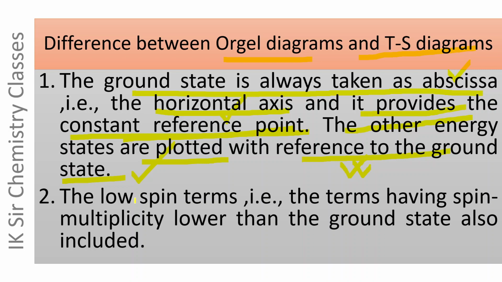And the low spin terms, that is the terms having a spin multiplicity lower than the ground state, are also included in TS diagrams, while in Orgel diagrams only those states are included which have the same highest spin multiplicity. But in TS diagrams, the states with a spin multiplicity lower than the ground state are also included.